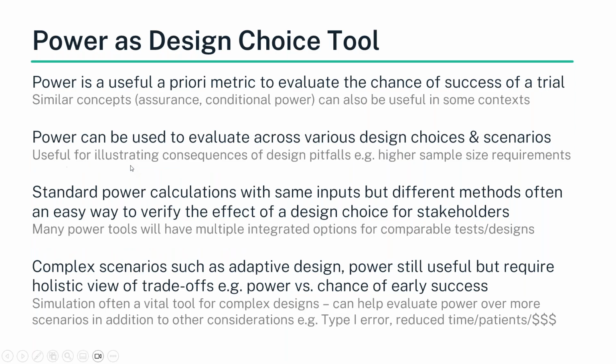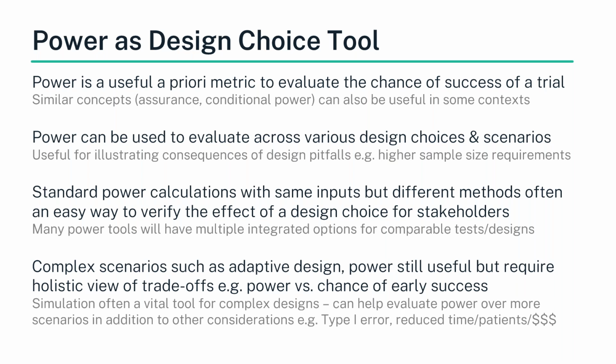And so I think what I want to talk about now is power as a clinical trial design choice tool. Power is obviously a useful a priori metric to evaluate the chances of success of your trial. Now, there are similar concepts like assurance, cost decision theoretic approaches, cost benefit analysis, and conditional power that can be useful in other contexts. But power is something people are generally used to because it's a common criterion for sample size calculations.